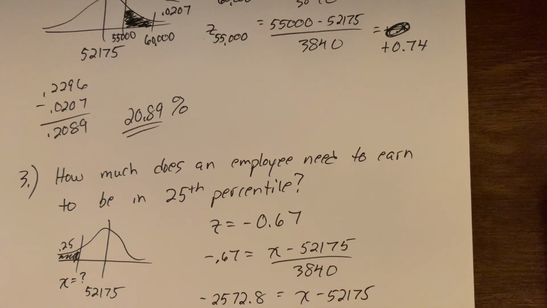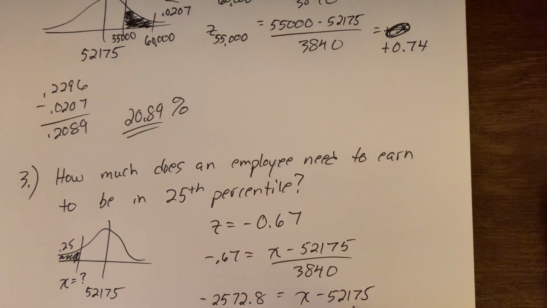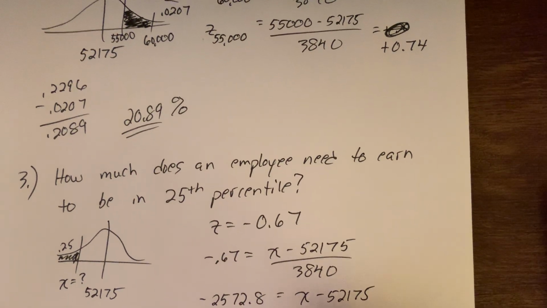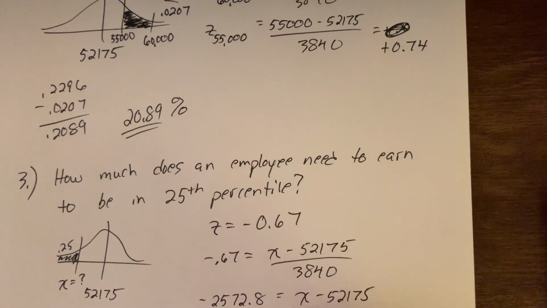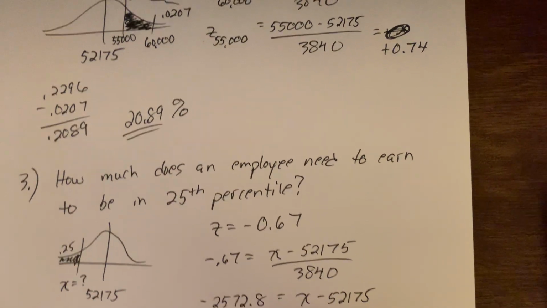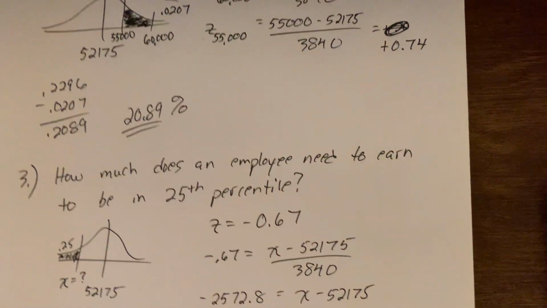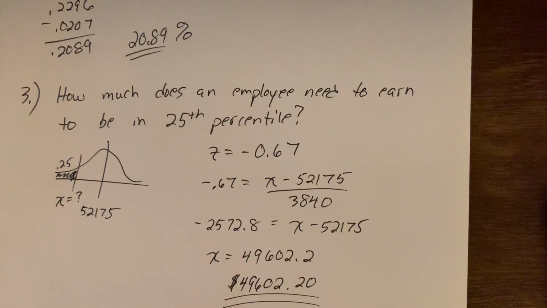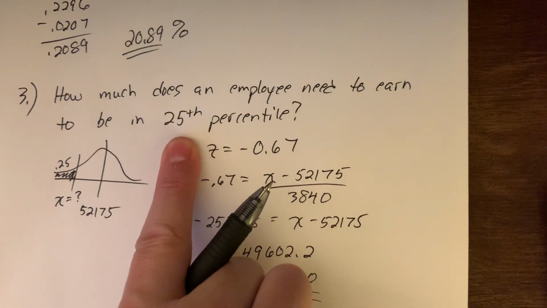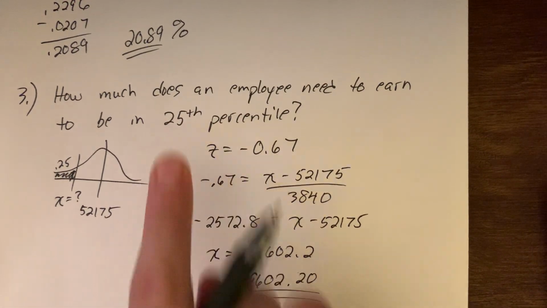Add the 52,175. Remember, this was negative. You're getting a value lower than the 52,000. We get 49,602.2. Well, translating that in the problem, this is a salary, so that would be $49,602.20. That is how much you would have to earn more than 25% of the rest of the employees.